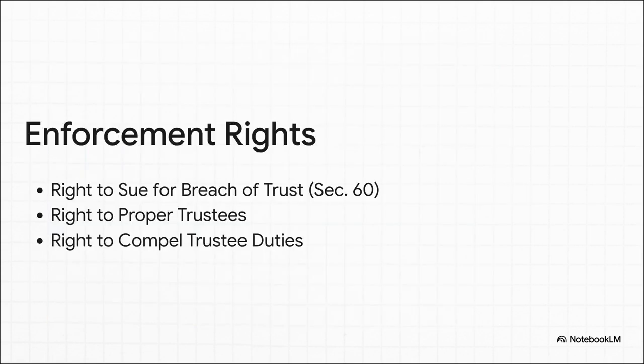Furthermore, we have specific enforcement rights. There's the right to sue for breach of trust under Section 60, the right to proper trustees, and the right to compel the trustee to perform their duties. Elaborating specifically on Section 60 here, if you have a rogue trustee who is mismanaging the property, the beneficiary is not just some helpless bystander. No way. They can take direct, forceful legal action to sue for breach of trust and demand proper administration. It's a formidable right, and it ensures the trust remains completely sacrosanct.